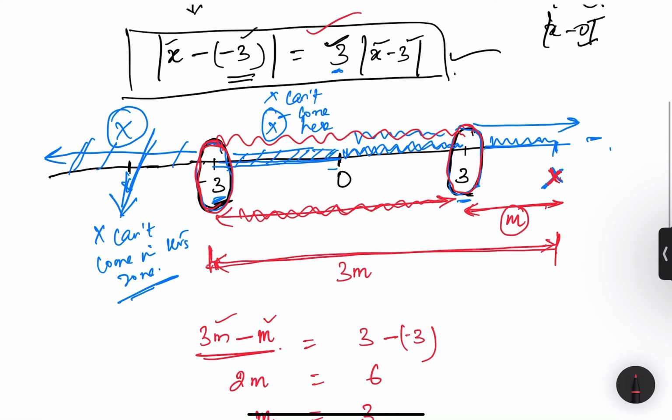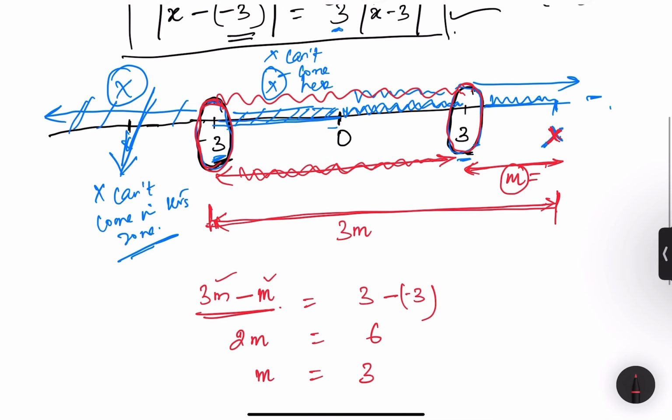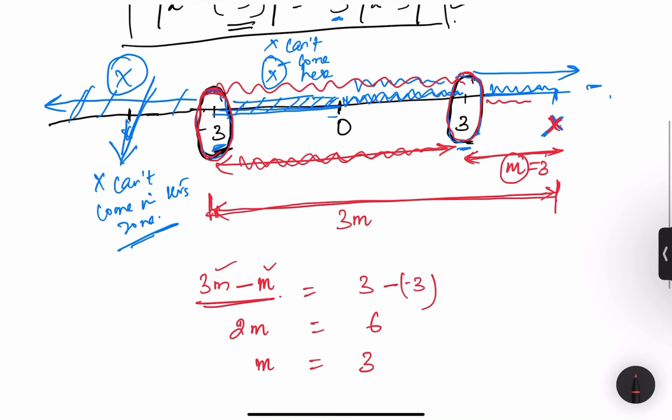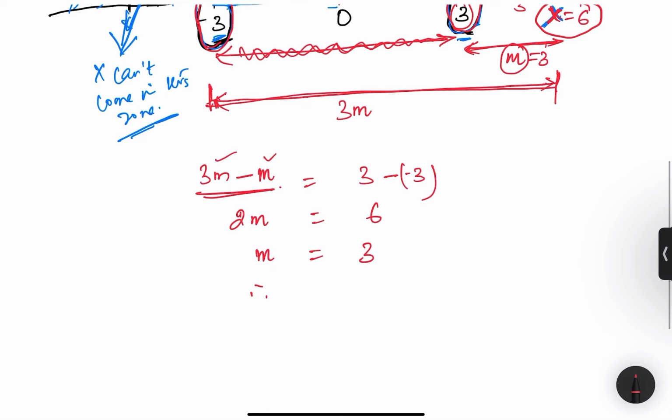So our m is 3. M is 3. So that means how much? X will be, this distance is 3. So x will be 6. 3 plus 3 is equal to 6. Therefore, our x becomes 6. Now this is the first situation.